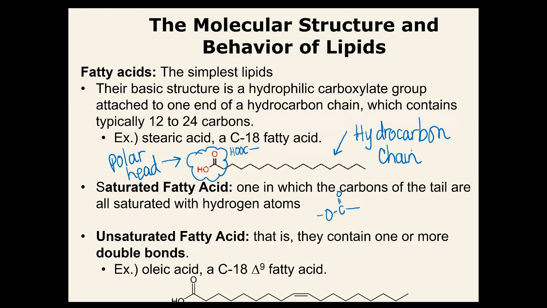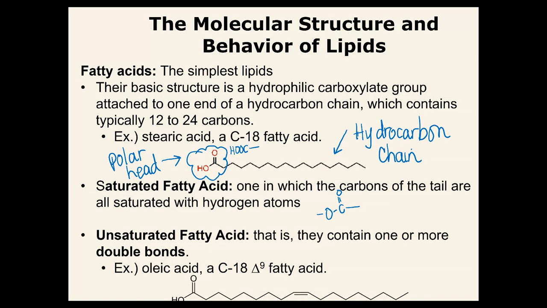Okay, some terminology with regards to fatty acids. When the hydrocarbon chain are all single bonds, they're said to be saturated. So if we look at the structure shown here, which is stearic acid, which is an 18-carbon fatty acid, that is saturated, meaning that there's only single bonds. And then there are unsaturated fatty acids that contain one or more double bonds. So this is oleic acid. It's an 18-carbon fatty acid.